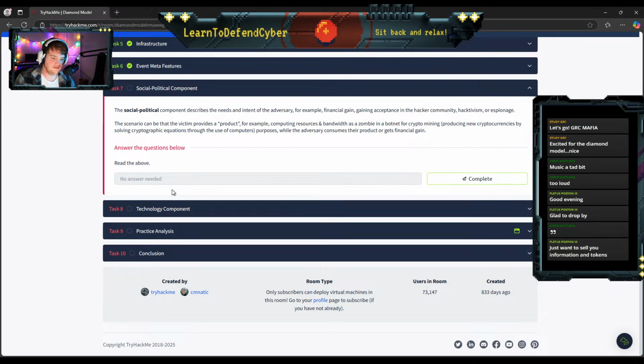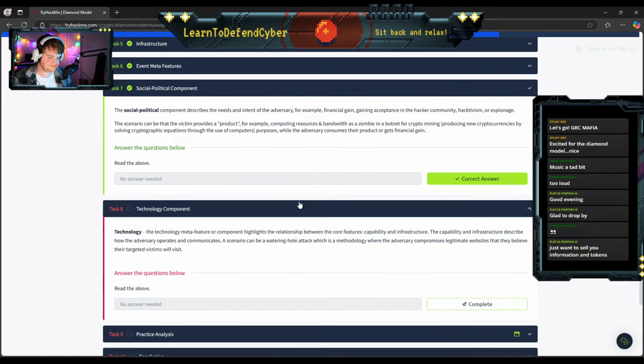You can see that this section is pretty bare, right? It describes the intent and needs of an adversary: financial gain, acceptance, street cred, hacktivism, espionage on a nation-state level, which is more socio-political in my opinion. You obviously have the same things, financial gain, espionage, destruction. You have all of these different things that an adversary may do, and there's no real answering anything there. It basically just talks about the intent of an actor.